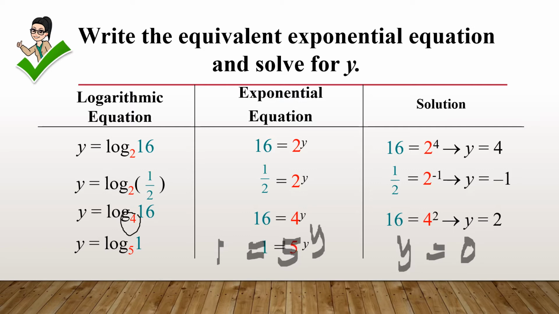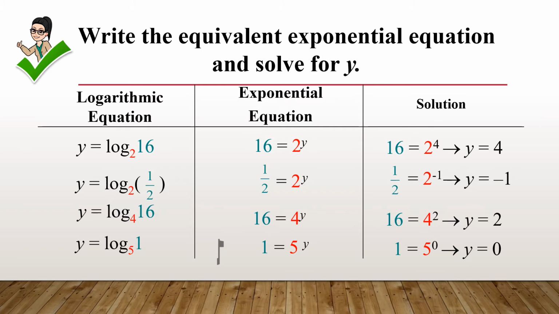So let's see the answer here. So I think it's the same. Let's see. 1 is equal to 5 raised to y. And finally, its final answer, y is equal to 0. So the same result. I hope everything is clear.